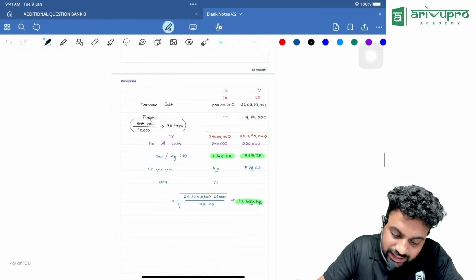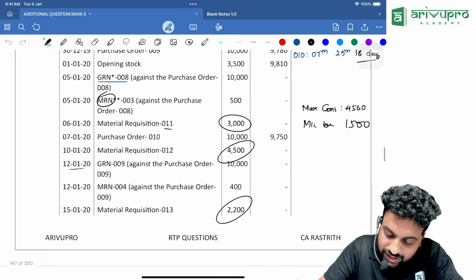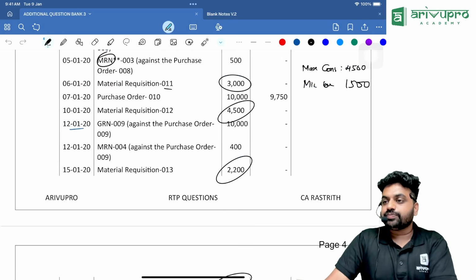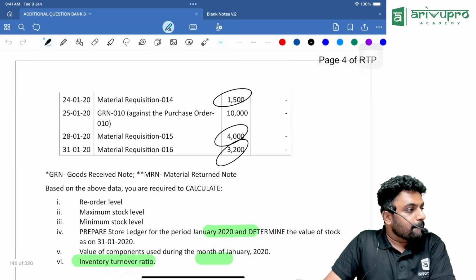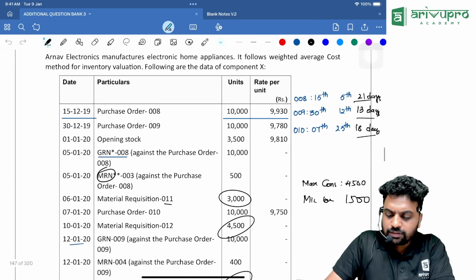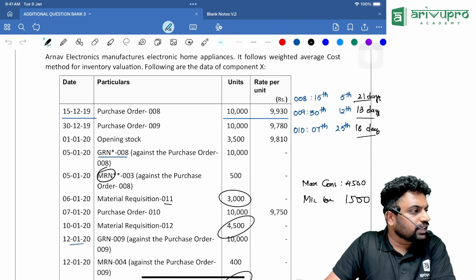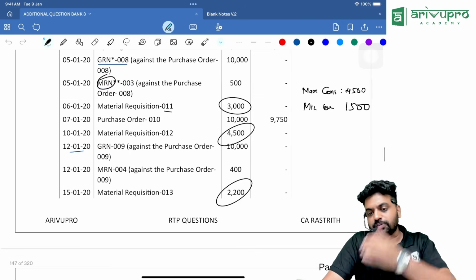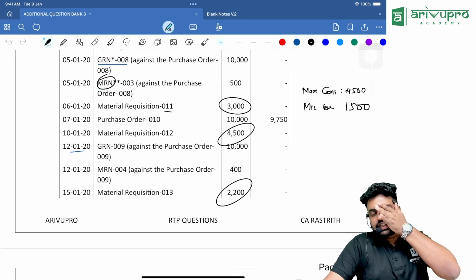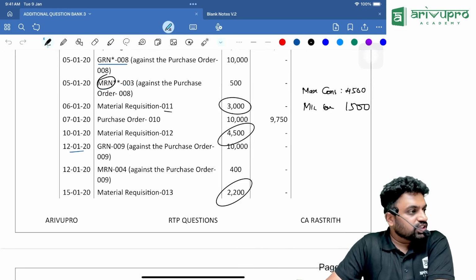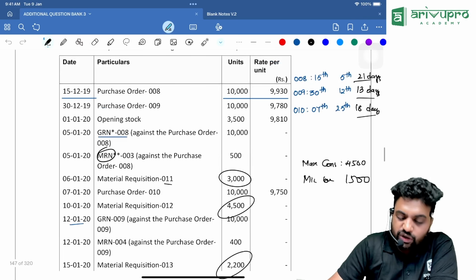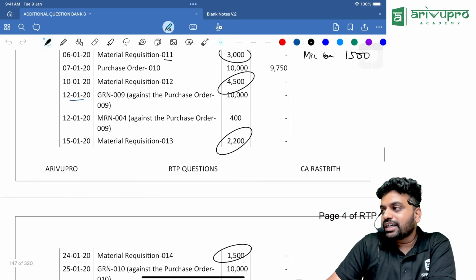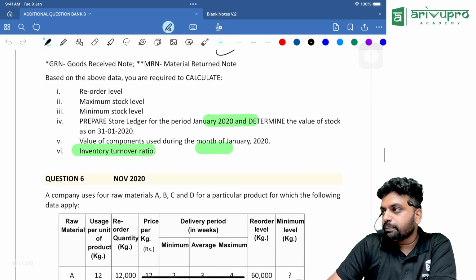Yes, using that you are going to find out the required answers. Average is maximum plus minimum divided by 2. 21 plus 13, 34, divided by 2, 17. Here it is 4,500 plus 1,500, 6,000, divided by 2, 3,000. Average consumption is 3,000. I hope it is clear. Mark it as LMR and try to do it.